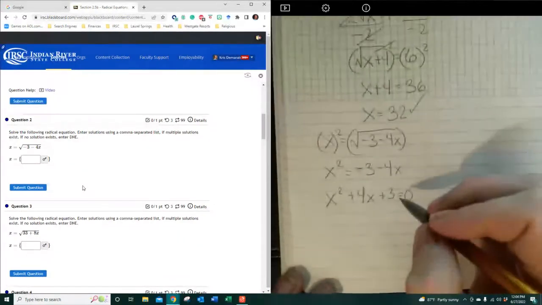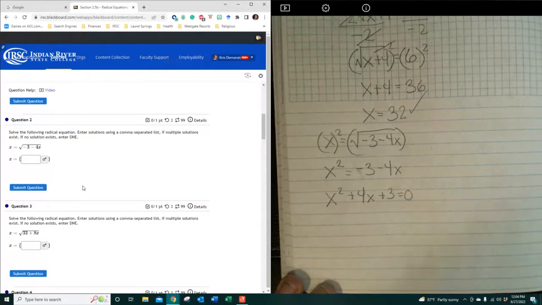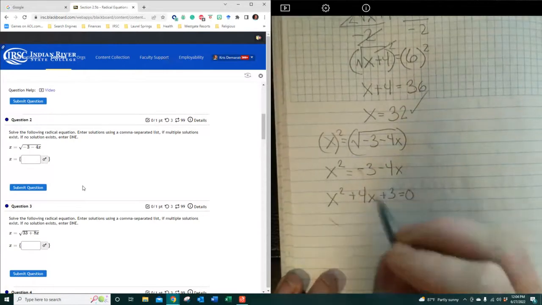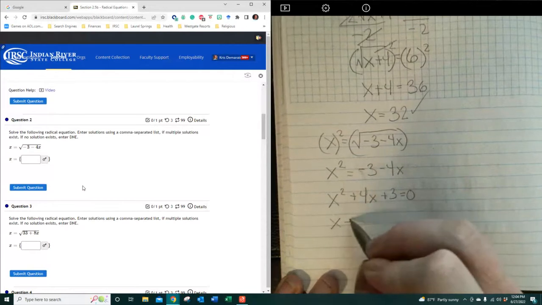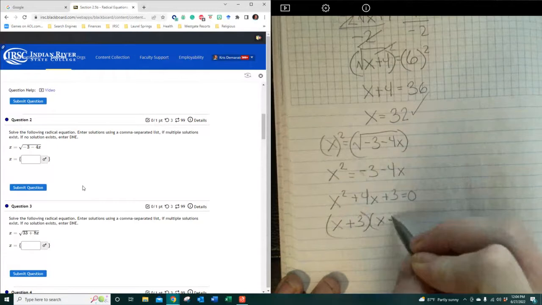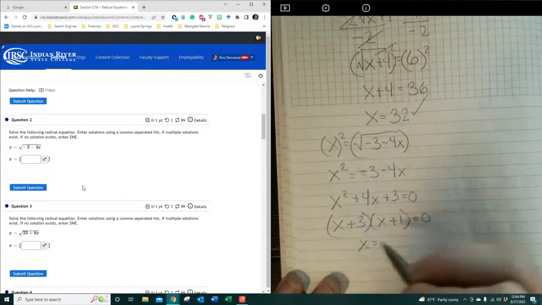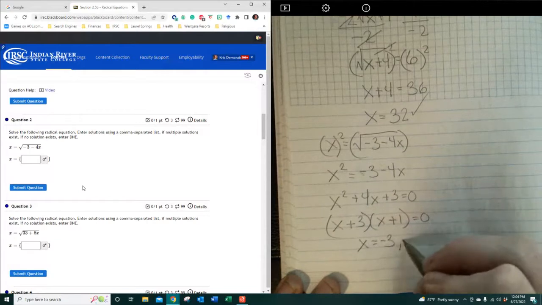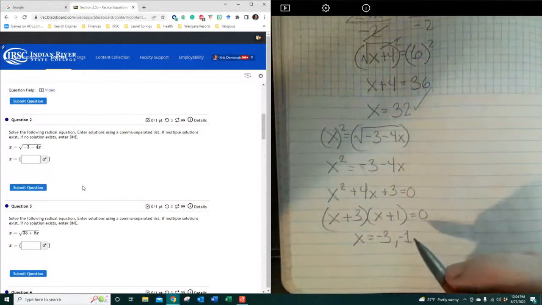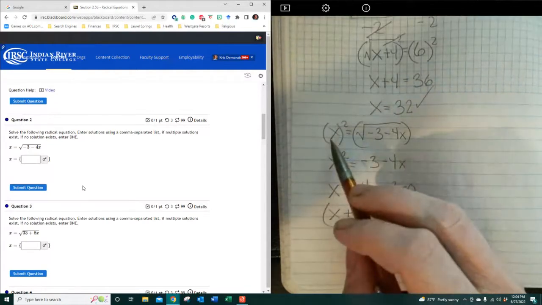I ask myself what two numbers multiply together to create positive 3 and add up to positive 4. So we're going to go ahead and factor it. Then we say x has to be negative 3 or negative 1. Now we're going to go back and put these back into the original equation.